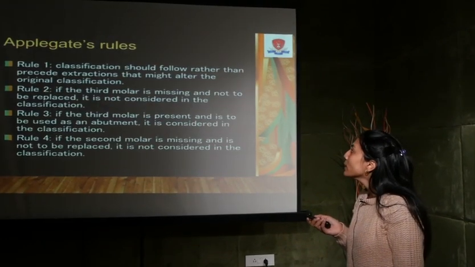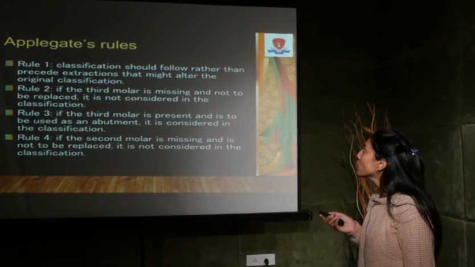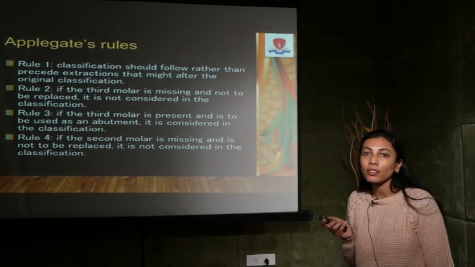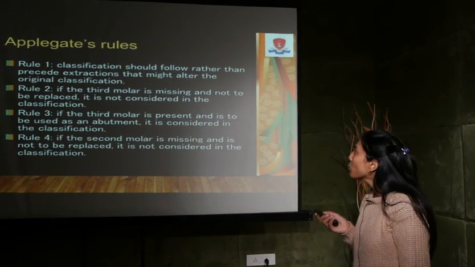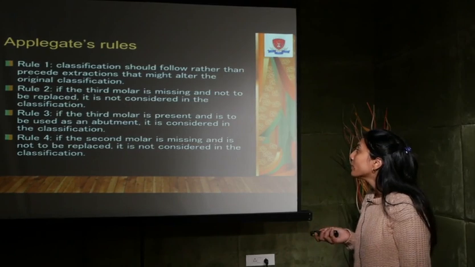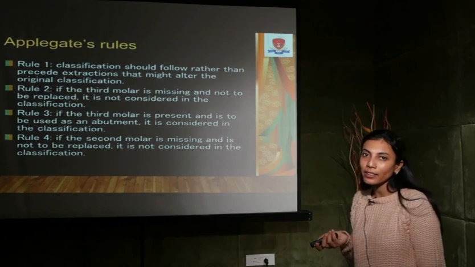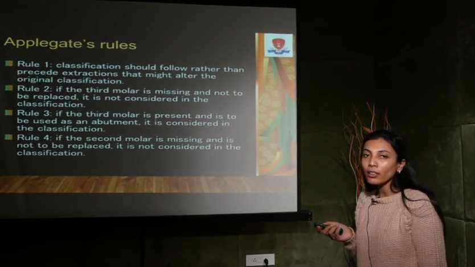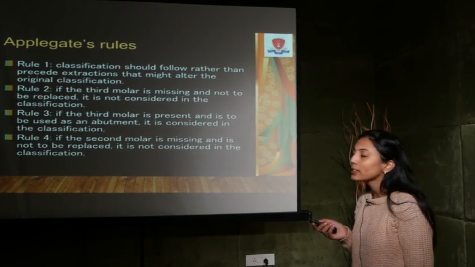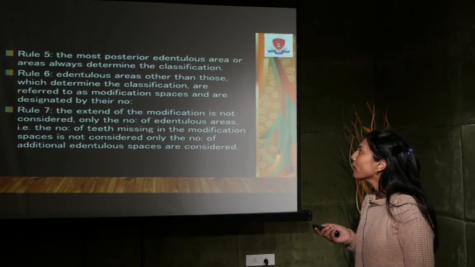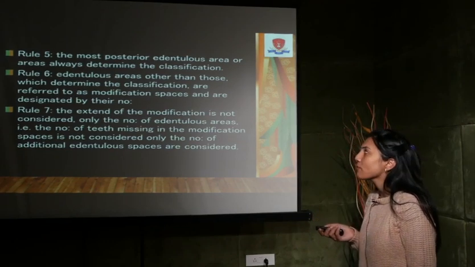What are the Applegate rules? According to rule 1, the classification should follow rather than precede extractions that might alter the original classification. In rule 2, if the third molar is missing and not to be replaced, it is not considered in the classification. Rule 3, if the third molar is present and is to be used as an abutment, it is considered in the classification. In rule 4, if the second molar is missing and it is not to be replaced, it is not considered in the classification. Rule 5, the most posterior edentulous area or areas always determine the classification.